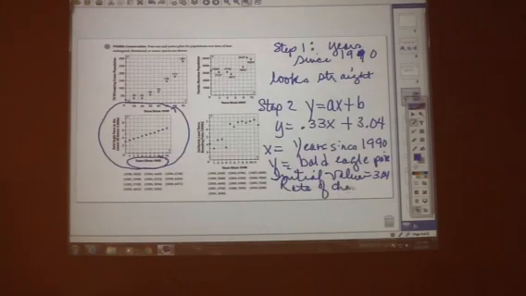And what is my rate of change? What does rate of change mean? Slope. What is my slope? The number in front of x. What is the number in front of x? 0.33. So that's question 2.